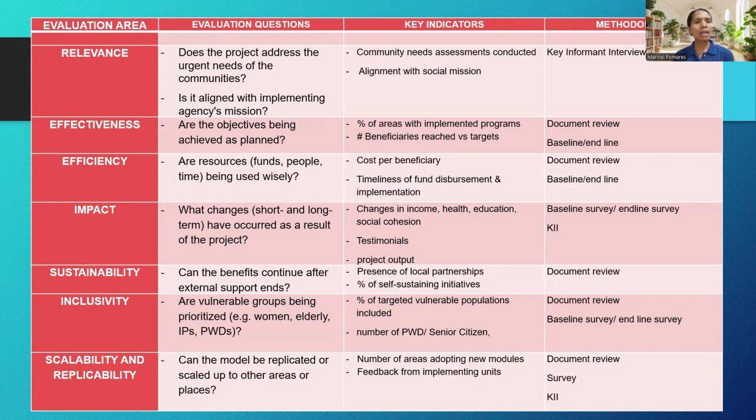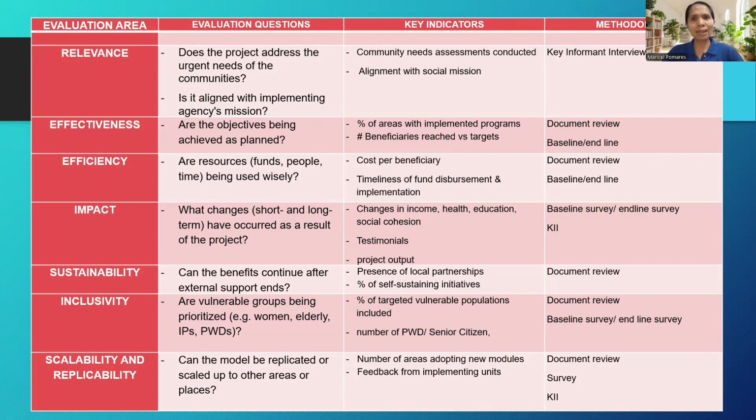Let's talk about the last area to be evaluated. It is important to include scalability and replicability. Now, what are the evaluation questions? Can the model be replicated or scaled up to other areas or places? This is also a big question. If this social mobilization, for example, has a target area, for example our target is NCR, can we expand to the northern Luzon areas or southern Luzon areas so we can increase our reach?